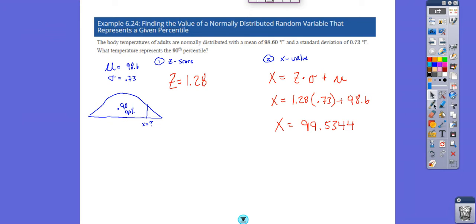Alright, so we'll just go ahead and round that to 2 decimal places, because that's where the rounding rule is one more decimal place than the data we are given. So we have a mean of 98.6. So that means we'll go one more decimal place. So this would be x is approximately equal to 99.53. Alright, so play around with that. This is when you know a fixed percentile.